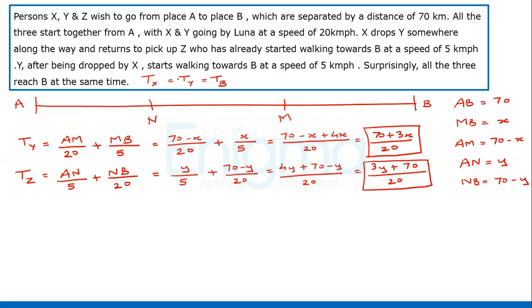Now, as we have seen, time of X is equal to time of Y is equal to time of Z. So we can equate these two, time of Y and time of Z. Now, as the denominator is equal, we can equate just the numerators. So we can say it is 70 plus 3x is equal to 3y plus 70. So 70 gets cancelled out. We have 3x is equal to 3y. That means we can say x is equal to y.